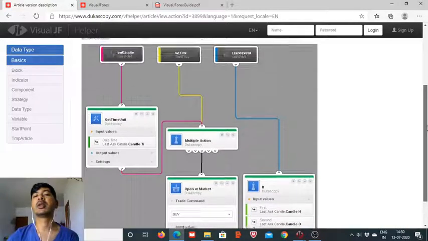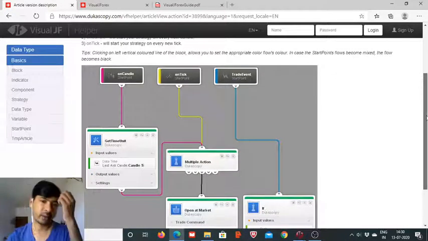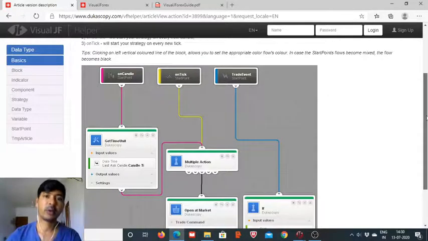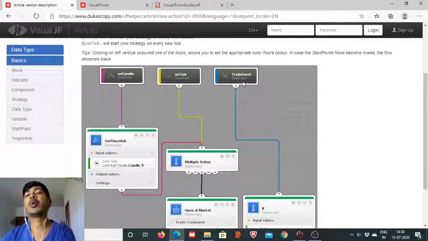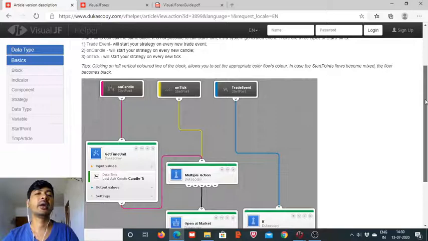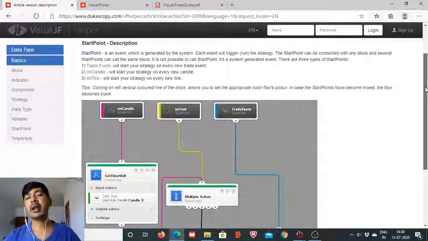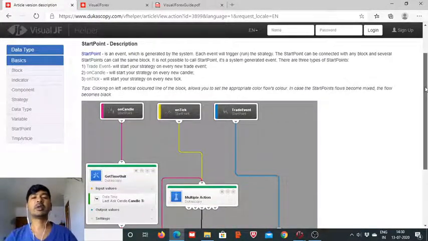So we have these three options, and all three are very helpful. I personally mostly stick with on candle and on tick. My personal favorite is on tick, but depending on the complexity, as I said, and your requirement, you have to be in a position to use all these start points in your trading algorithm. All three are of importance, and these are system triggers, and these are mandatory if you are working with the Visual JForex system.